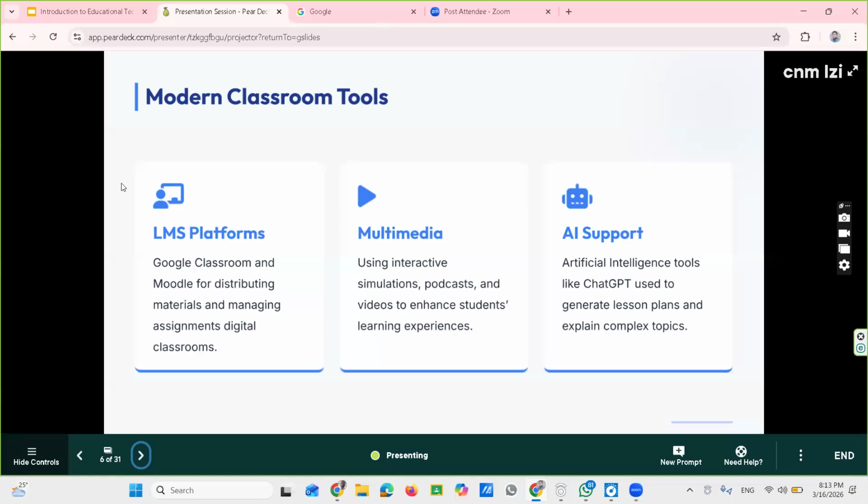Most of the teachers currently use this LMS platform. If they are using technology, they must use this LMS. LMS stands for Learning Management System. Through the Learning Management System, you can manage your learning and teaching. Later we'll discuss it in detail, as it's a separate topic. In short, the learning management system is a management system for teaching and learning.